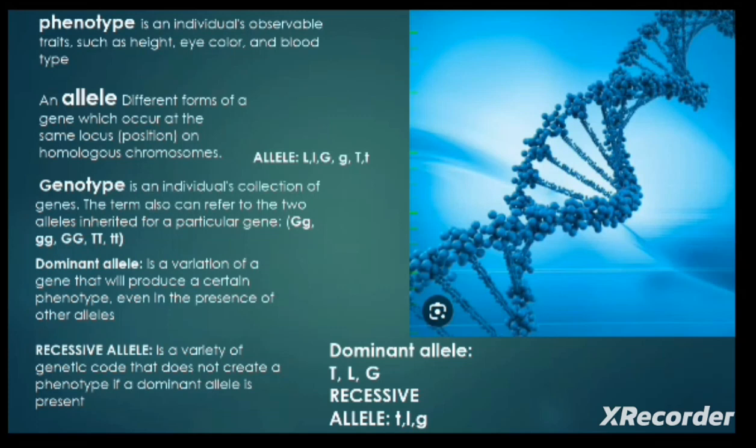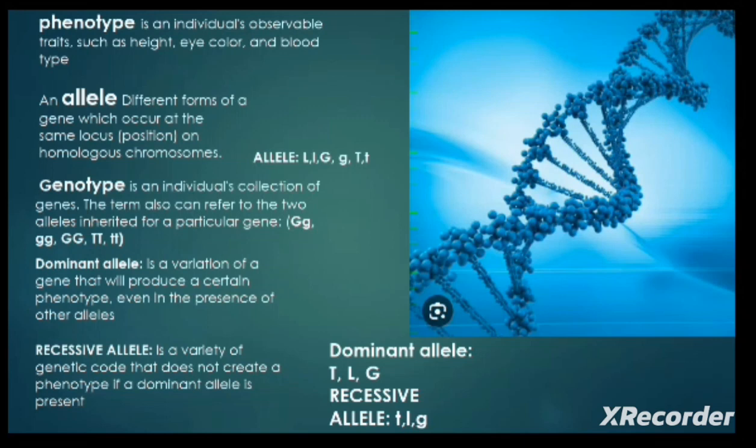So what you can see, the height of this person, tall, that is their phenotype. Eye color, brown. Brown is the phenotype of their eye color. Blood group A. Blood group A is the phenotype of their blood group. Phenotype can also be defined as the physical appearance of an organism. So it will help you to answer biological terms.